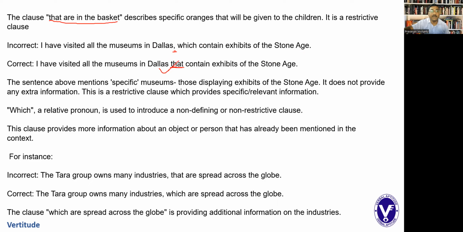The sentence above mentions specific museums, those displaying exhibits of the Stone Age. It does not provide any extra information. Wherever it is, एक sentence देखो, extra information के बारे में बता रहा हूं.